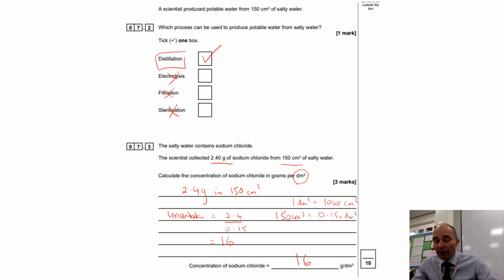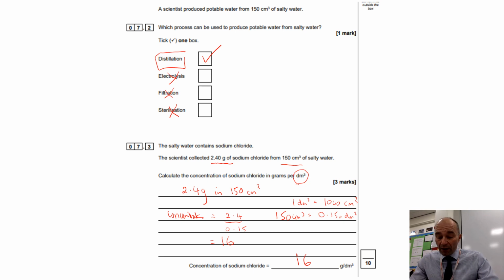And this is where your common sense check needs to come into it. 150 cubic centimetres is about a sixth or a seventh of a decimetre cubed. If you multiply 2.5 by 6 or 7, you're getting around about that answer. So always have a common sense check. Does your answer look sensible? In this case it does.